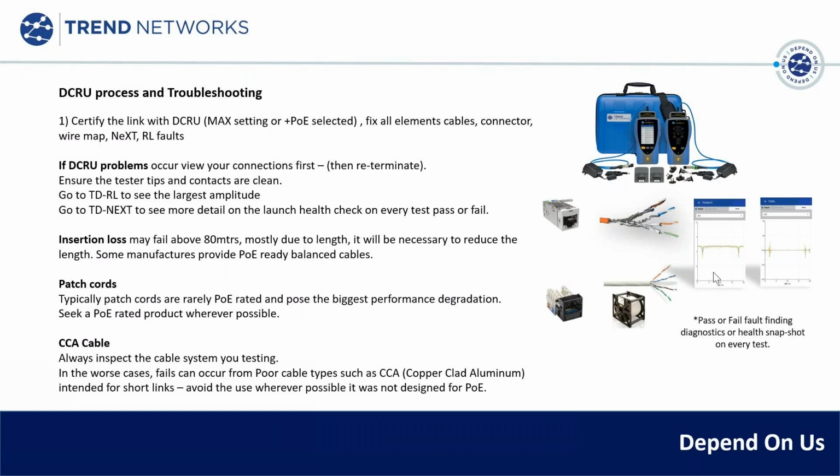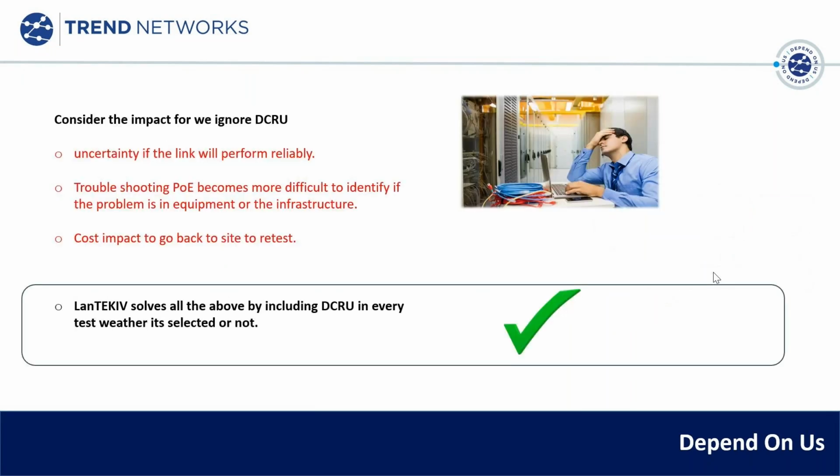Let's have a look at why it's important to do part two. Just going to move to part two in a moment. Before I do that, let's give you the summary. Consider the impact if we ignore DCRU. Consider this as that we're uncertain if the link will perform reliably.